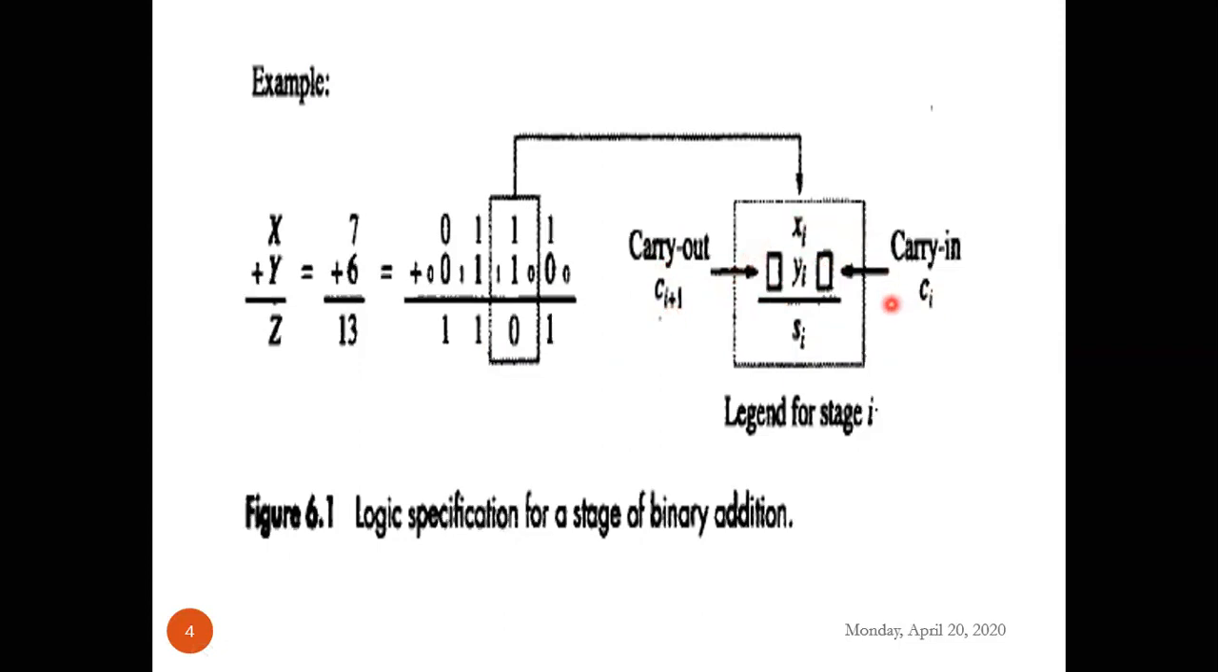If you observe here, in every stage we have three inputs, xi, yi, and carry in ci, and two outputs, si and ci plus 1. With three inputs, we get 2 power 3, that is 8 different combinations. So we have to write the truth table. For all 8 combinations, we have to check what the sum and the carry are and design the circuit for the same. Now let us see that in the next slide.